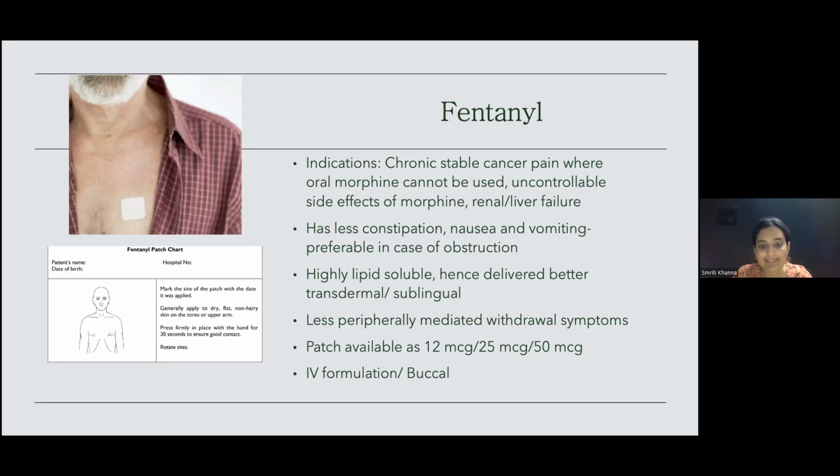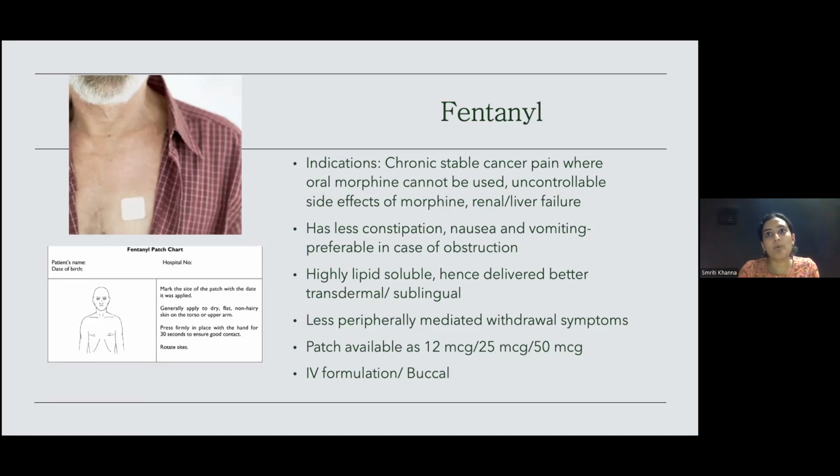Fentanyl is also available as IV and as buccal formulations. I'm sure you are all familiar with the use of fentanyl as IV formulations. It's used a lot in the ICUs. Also, it's used a lot in the OTs and by anesthetists. But the buccal formulation is usually a fentanyl lollipop, and that was introduced for pain relief for children. This was supposed to be for procedures or short-term pain relief. But the delivery is inconsistent, and the lollipop is actually not really available in India for utilization.